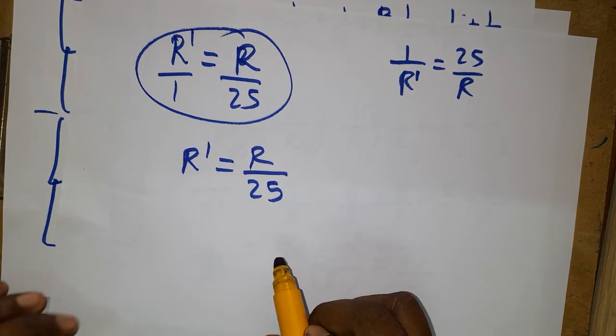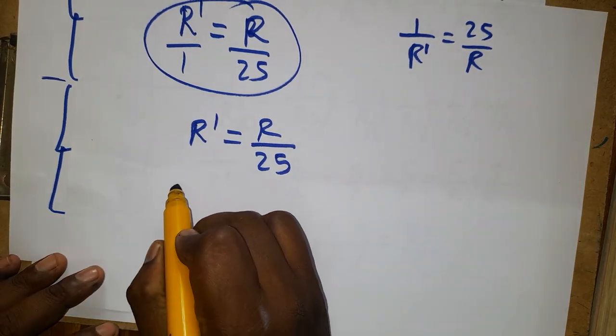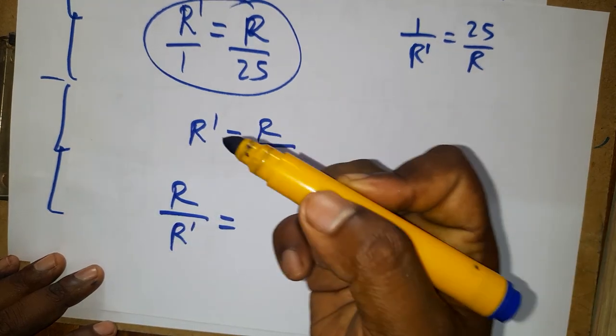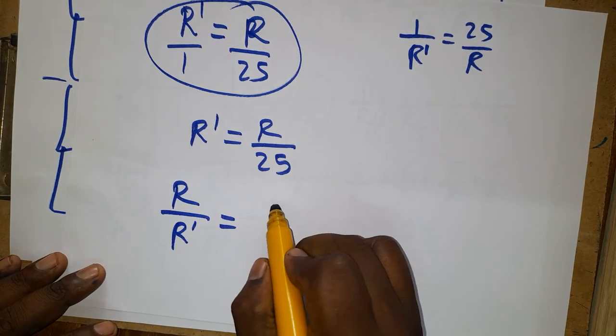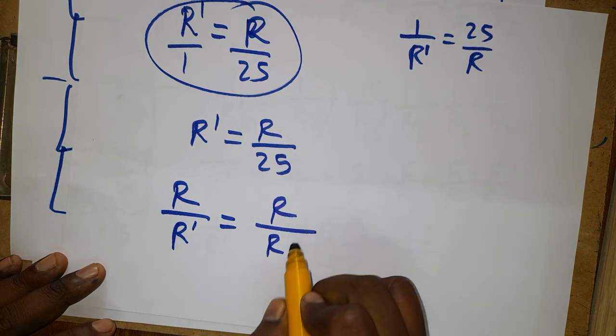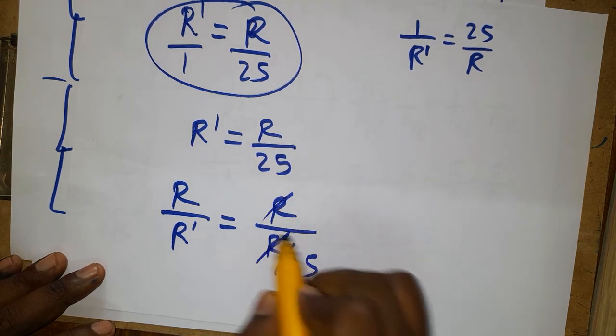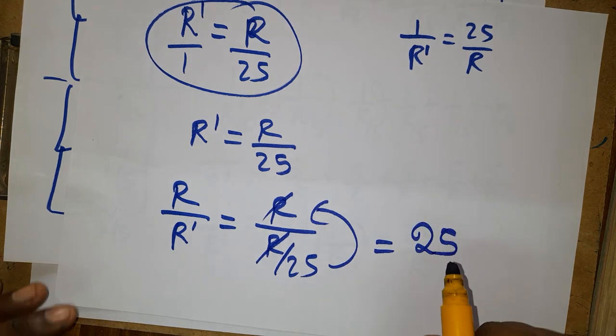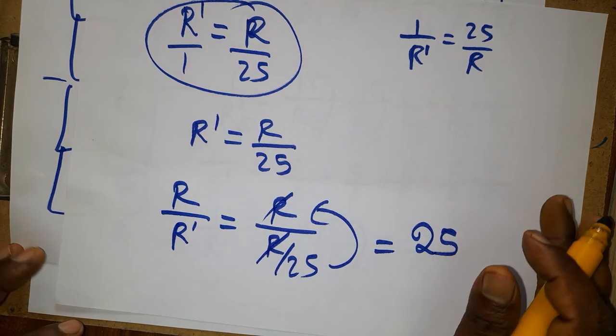Now we have to take the ratio. They are asking for the R by R dash ratio, so first condition divided by second condition: R divided by R by 25. R gets cancelled, the denominator comes to the numerator, and the answer will be 25 for the first question.